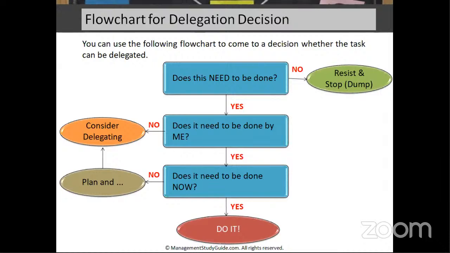If yes, does it need to be done now? If no, you can plan on delegating it. And then if yes, you do it. Now, with this simple flowchart, you can know which work to do and which ones to delegate. And by knowing which work to do and which to delegate, it will help you to know which areas you need to empower your group, your team members, your staff on.